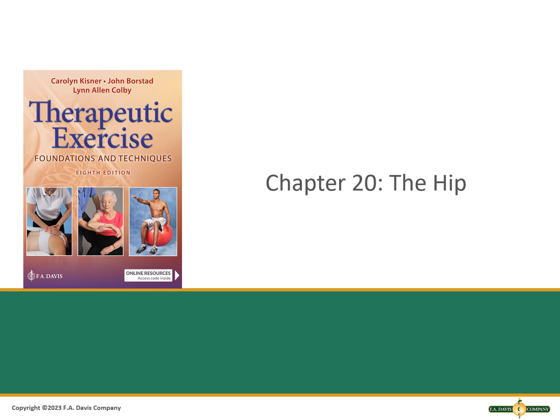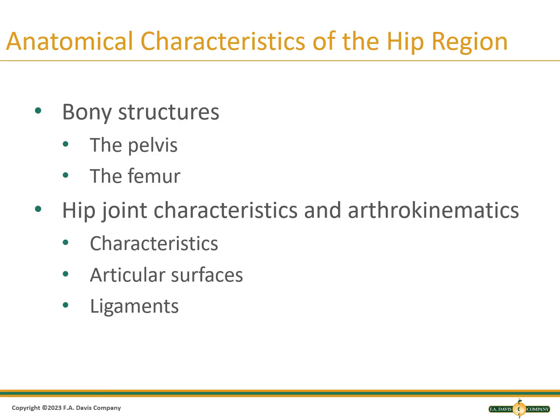Welcome to Chapter 20, covering the hip. Anatomical characteristics of the hip region. So our hip is made up of the articulation between our pelvis and our femur. So our bony structures involved are going to be our pelvis and our femur.